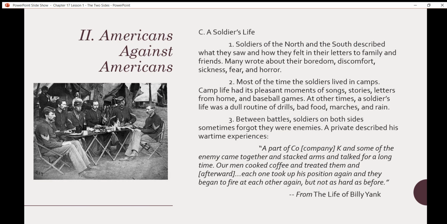Our men cooked coffee and treated them, and afterward each one took up his position again, and they began to fire at each other again, but not as hard as before." So these men on both sides, firing at each other, pretty much killing each other, realize at some point that they're forgetting they're even enemies, and they come together for a time of peace. In the same way, there's a time for peace, and there's a time for war. This is an excerpt from a piece titled "The Life of Billy Yank."